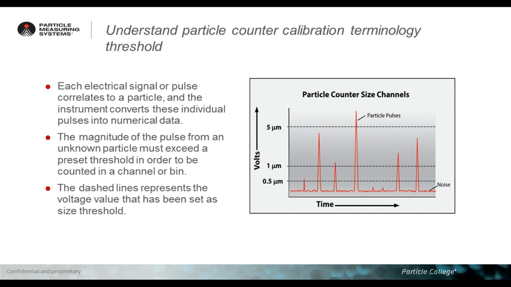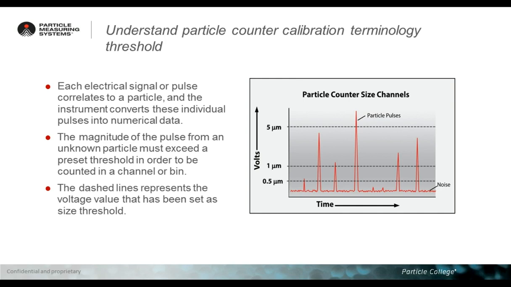So by using what we call thresholds, and they are represented by these dashed lines on the screen, our particle counter is able to understand if the particle that just flowed into the optical cell was a small particle, a big particle, or a 1 micron, a 2 micron, a 5 micron particle.